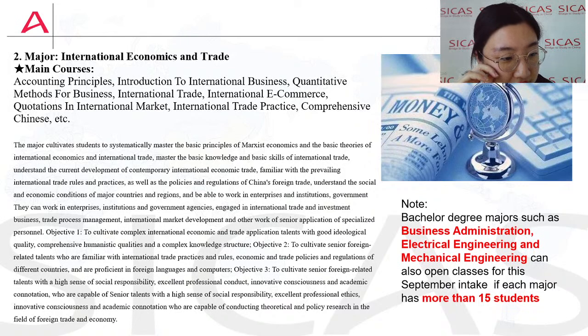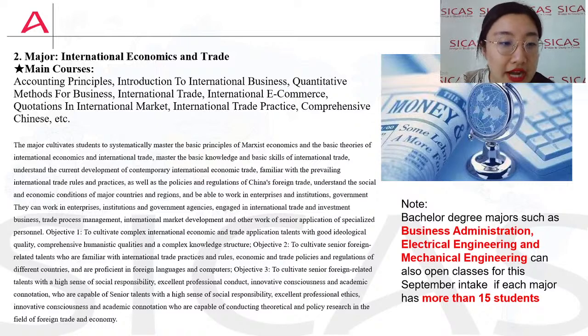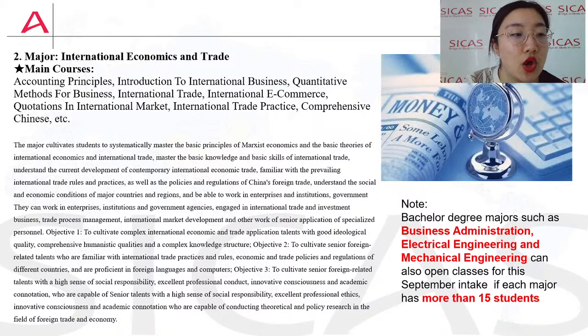There are 3 objectives here of this major, and the first one is to cultivate complex international economic and trade application talents with good ideological quality, comprehensive humanistic qualities, and a complex knowledge structure. And the second objective is to cultivate senior foreign-related talents who are familiar with international trade practices and rules, economic and trade policies and regulations of different countries, and are proficient in foreign languages and computers.